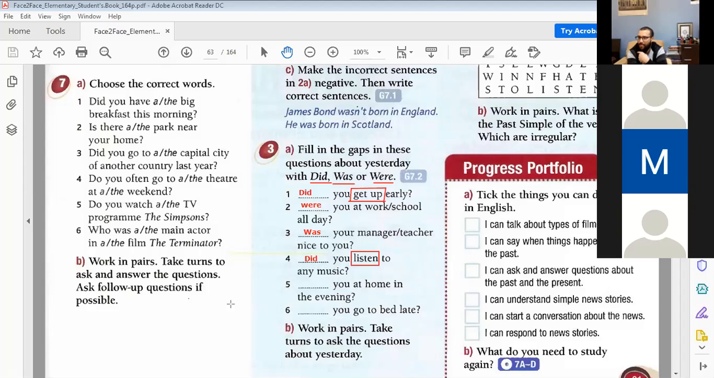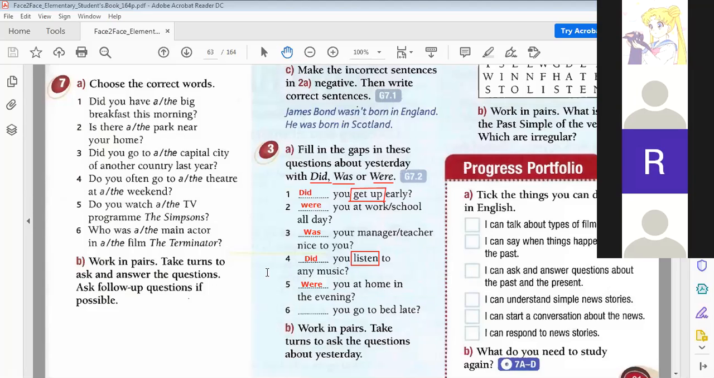Okay, Media, what about number 5? Were you at home in the evening? Okay, so were you at home in the evening? Let's write it. What about number 6, Basma? What do you think? Did you go to bed late? Right, that's it. Did you go to bed late? And of course, you can see the verb go. All right, nice.